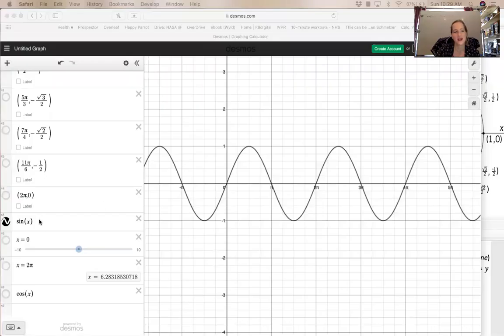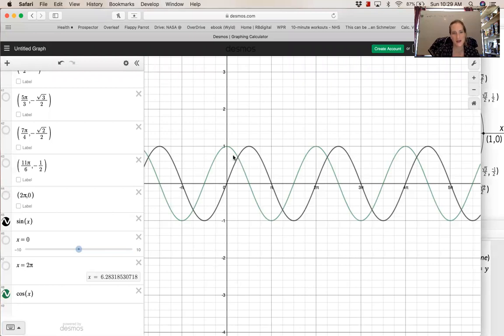All right, the last thing that I want to talk about in this first video is even and odd functions. I apologize. So again, we've got the cosine function up there in green, the sine function up there in black. So whether a function is even or odd has to do with its symmetry. So what is symmetry?